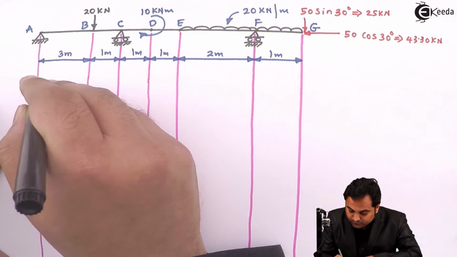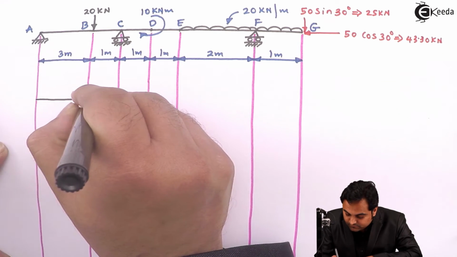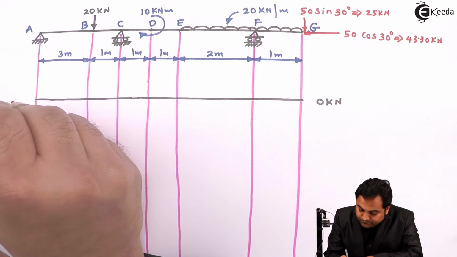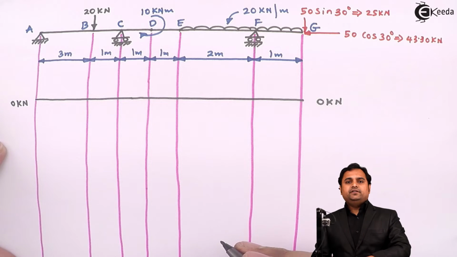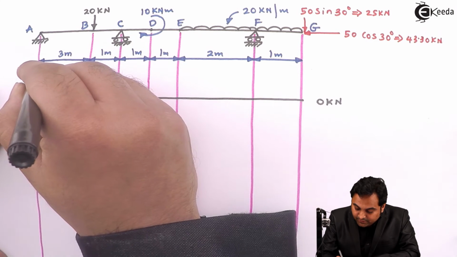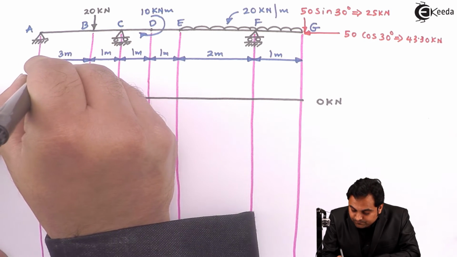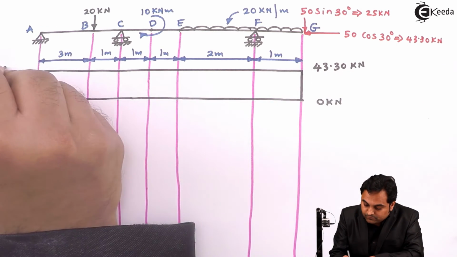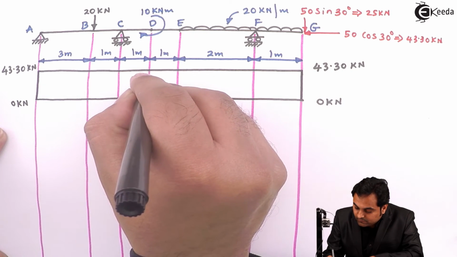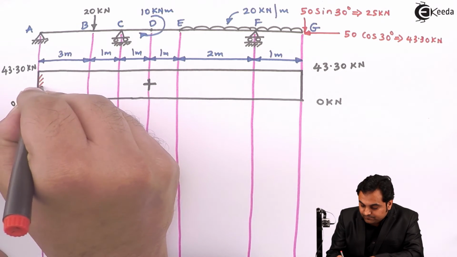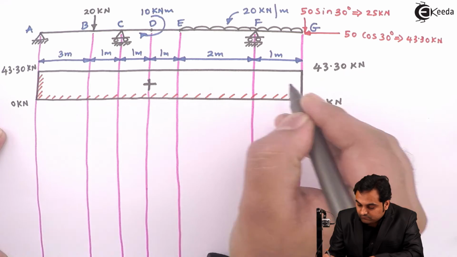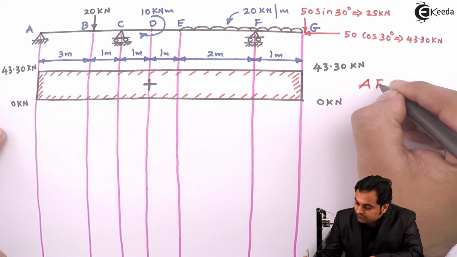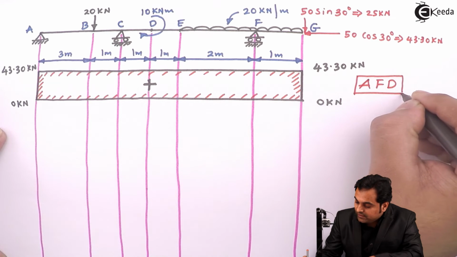So for that, first I'll draw a line which is showing 0 kilonewton force, and the value of reaction, which is horizontal, we get the value as plus 43.30, so it will be above this line because positive forces are shown above the line. So this diagram is entirely positive. And this is AFD, the axial force diagram, which was asked in this question.